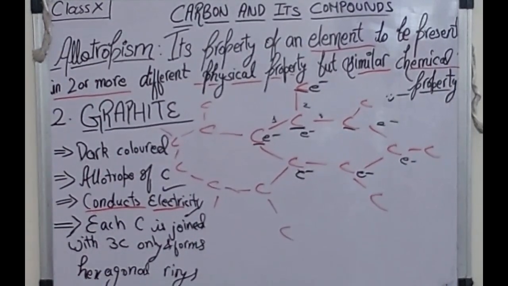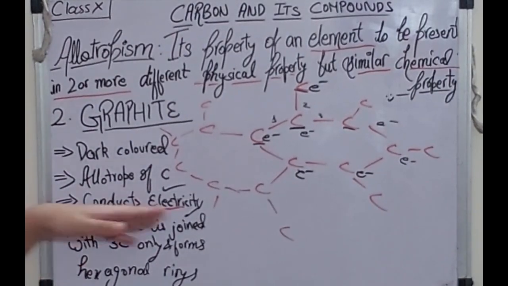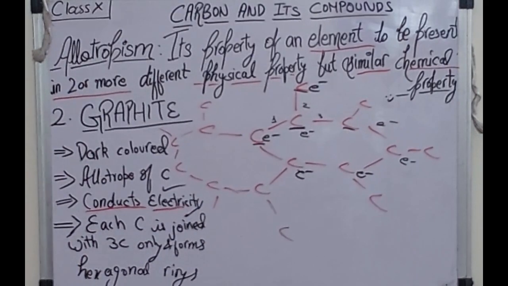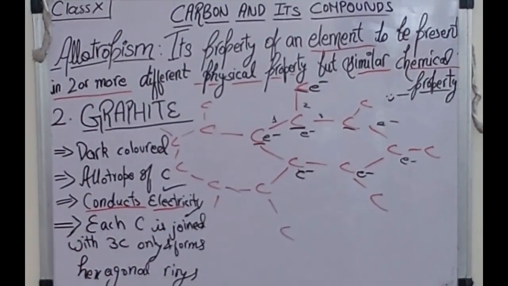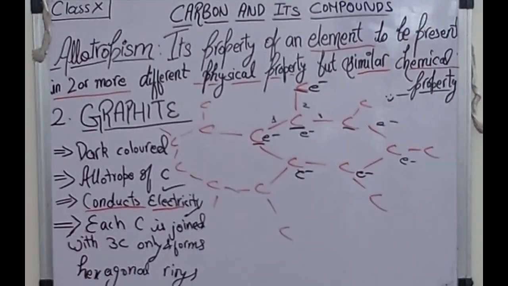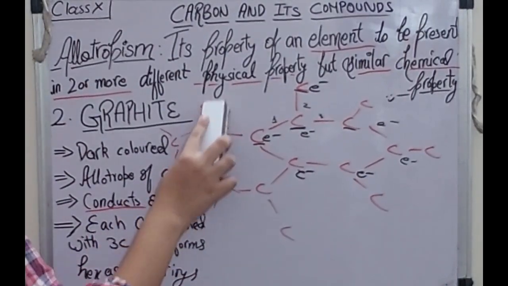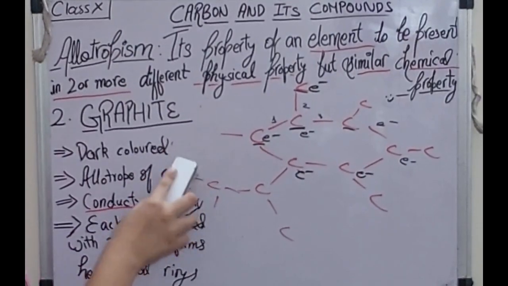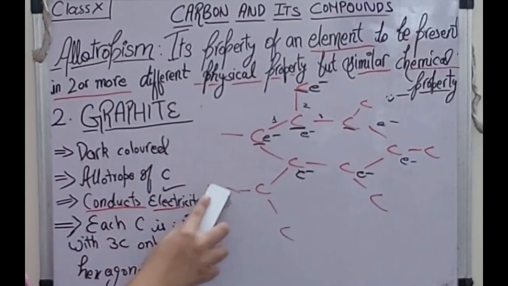So the reason why graphite can conduct electricity is because each carbon is joined with 3 carbons only, forming hexagonal rings, and the free electrons help in conduction of electricity. As simple as it is. That's fine. Now there was one more point in this that I think I missed out. It is that, let me just rub it.